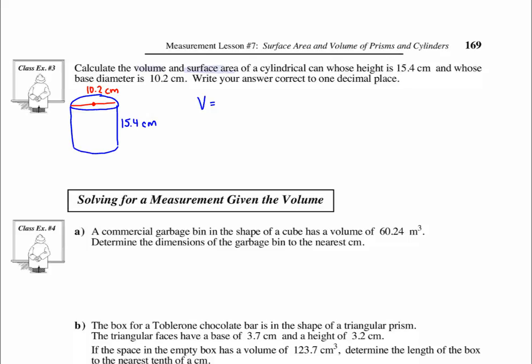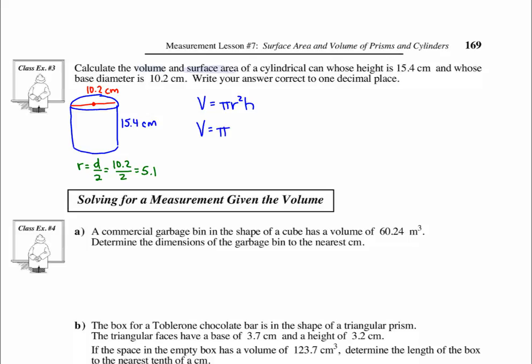What's the formula for the volume of a cylinder? On your formula sheet, pi r squared h. Do we know pi? Of course we do. Do we know our radius? What is the radius? Half the diameter. So remember, your radius is your diameter divided by 2. In this case, 5.1. So we do know that, and do we know our height? Yes, so let's find the volume.